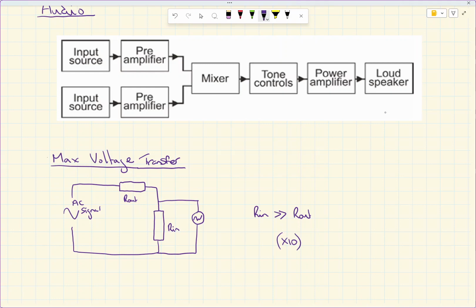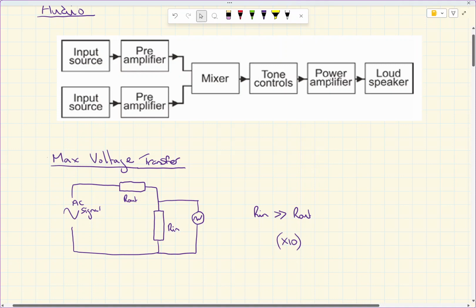Now where does it apply to? Well, it would apply between the input source and the preamplifier, effectively every stage apart from power amplifier to loudspeaker. So we want maximum voltage transfer at all of these stages so that we transfer as much of the signal. That's why we're doing it. So we're transferring as much of the signal all the way through.